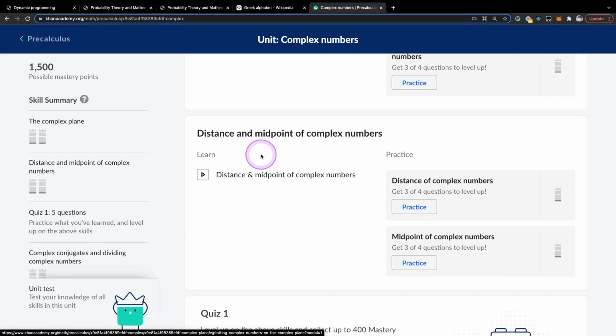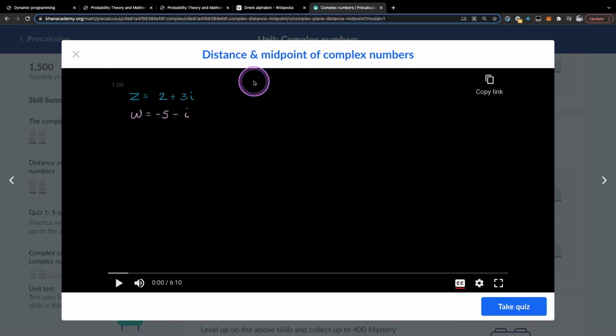Then the distance and the midpoint of complex numbers. What is the distance and the midpoint? I have no idea about that. I mean, I indeed know the two concepts, distance and midpoint, but I don't know how they can be related with the complex numbers.